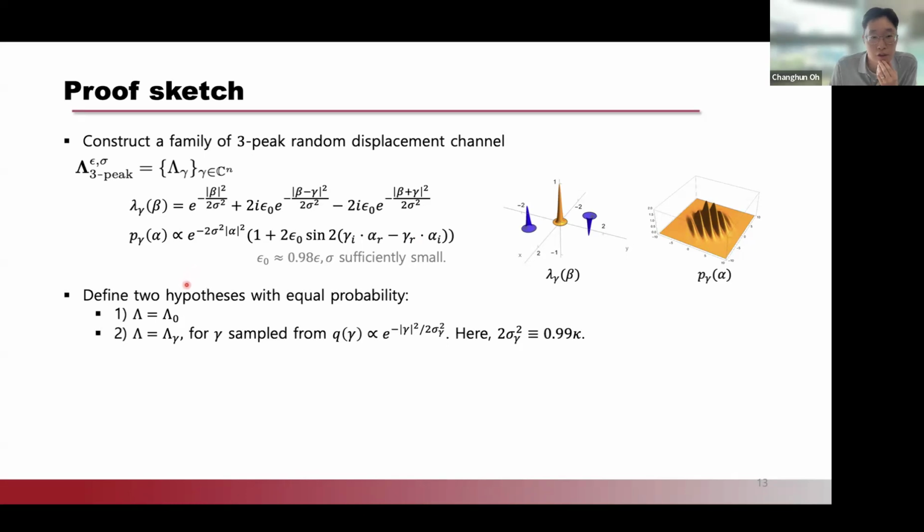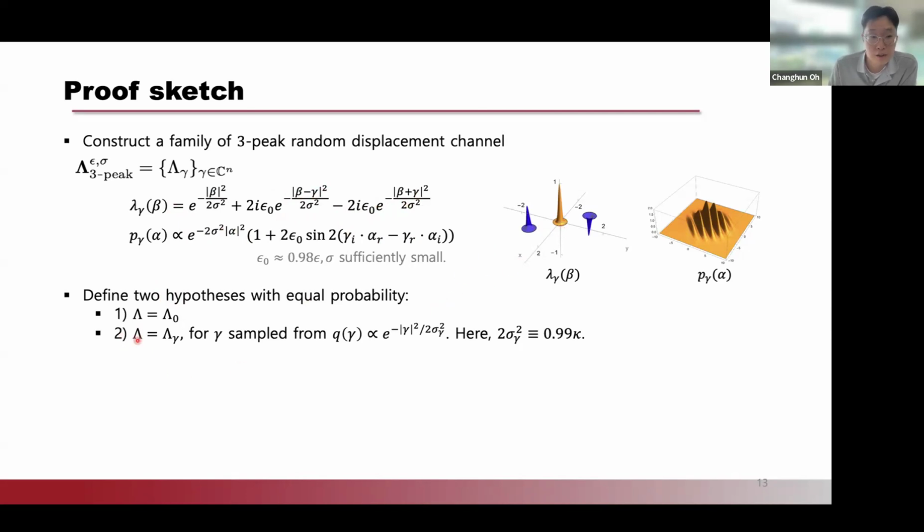And we're going to define two hypotheses with equal probability using this 3-peak random displacement channel. For the first hypothesis, we always choose gamma equal to 0. That means that the second and the third functions cancel out, so that we have a peak at the center. So this is a single peak channel.